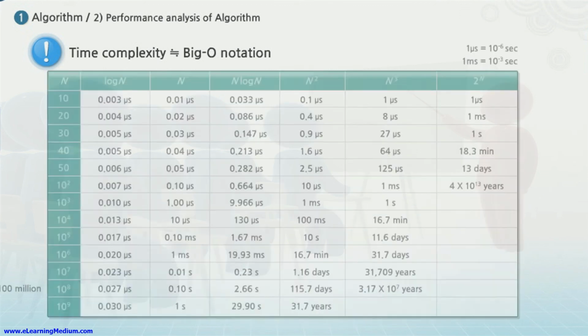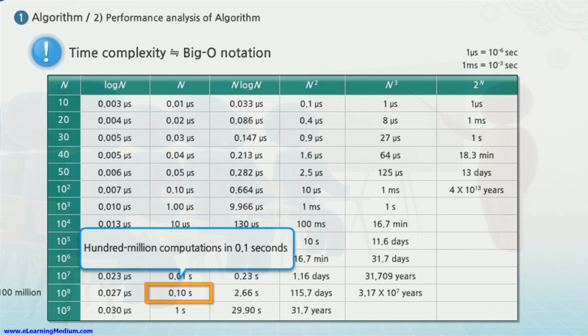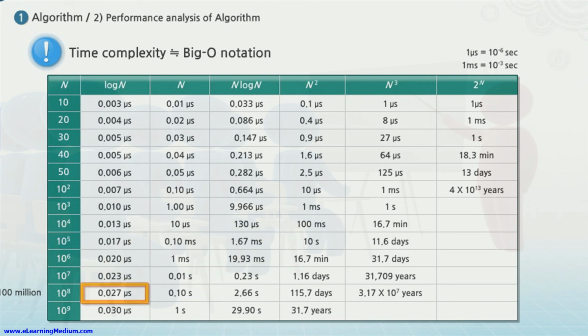The table here shows the actual runtime by time complexity. When assuming a machine that can make 100 million computations in 0.1 seconds, it can be seen that the algorithm with log n complexity takes 0.027 microseconds. You can also see that an algorithm with time complexity of n squared needs about 115 days.